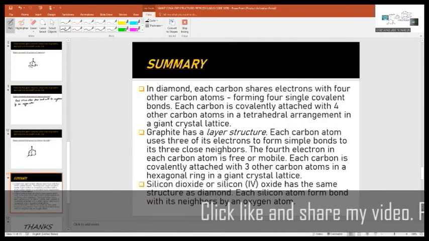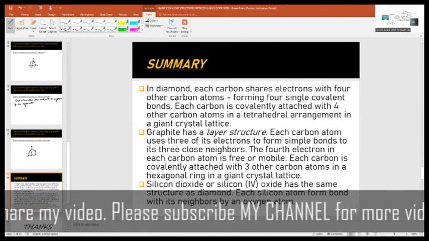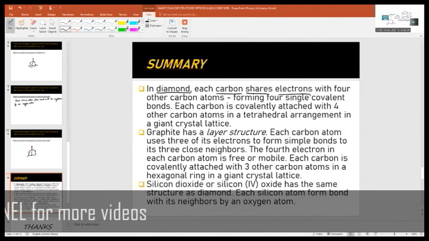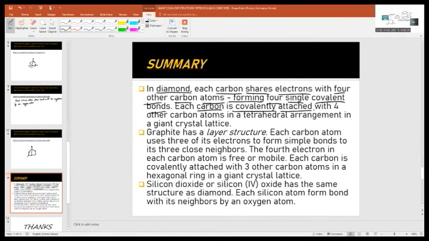Let's summarize whatever I have explained. In diamond, each carbon shares electrons with 4 other carbon atoms, forming 4 single covalent bonds. Each carbon is covalently attached with 4 other carbon atoms in a tetrahedral arrangement in a giant crystal lattice.